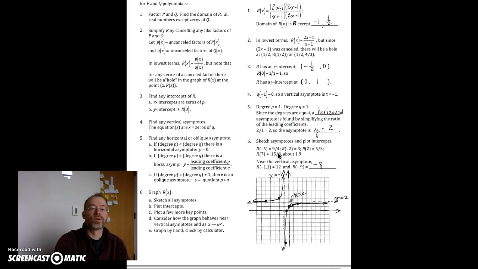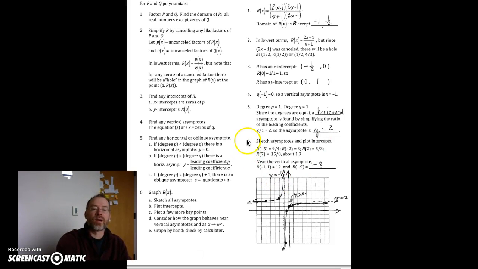Then analyzing for horizontal and oblique asymptotes, we look at the degrees in the polynomial. The numerator is first degree, the denominator is first degree, the degrees are equal. And since the degrees are equal, there will be a horizontal asymptote found by simplifying the ratio of leading coefficients. So the leading term in the numerator is 2x, the leading coefficient is 2, and the leading coefficient in the denominator is 1. So y equals 2 over 1, or y equals 2, the equation of a horizontal asymptote.